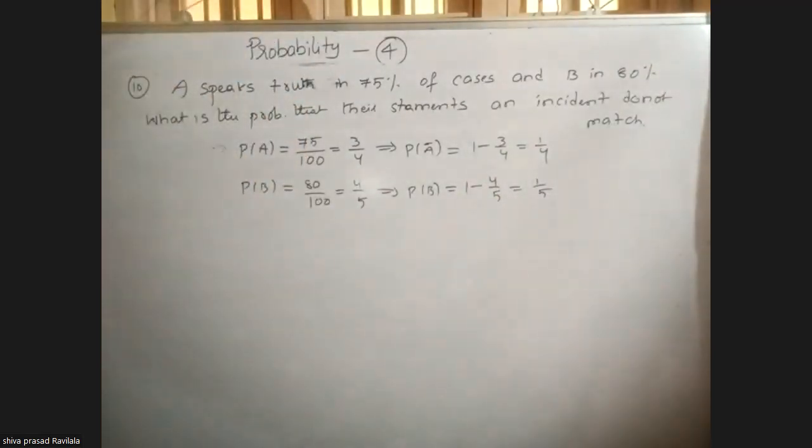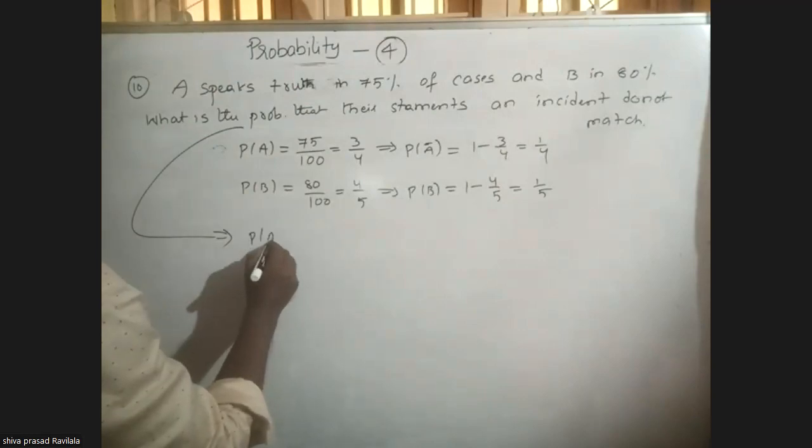The probability that their statements and incidents do not match means, for example, if A tells truth, automatically B tells lies. Do not match. Suppose I say something, you must say a lie. Suppose I tell a lie, you must say the truth. That is do not match.